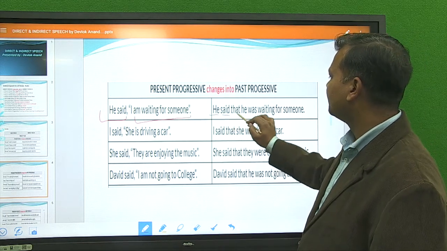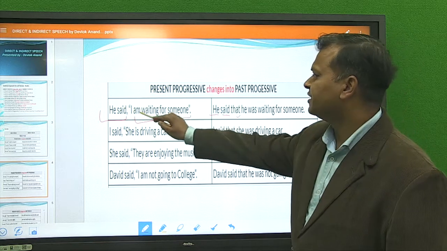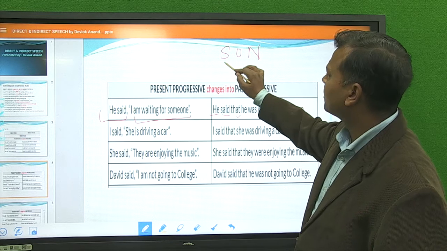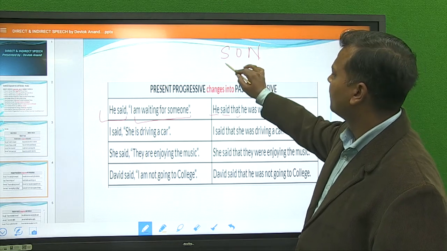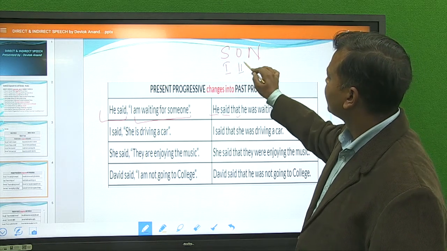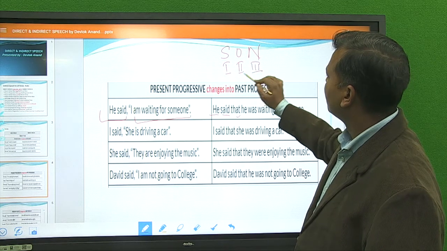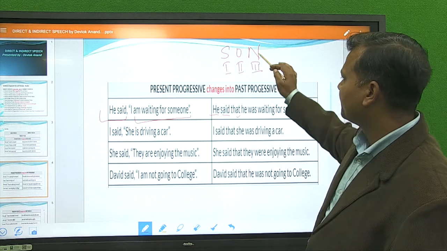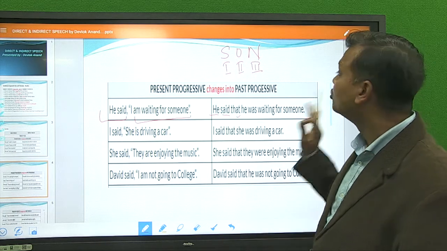He said that, "I" will change into "he." I told you the SON rule. We have the SON rule. S stands for subject, O for object, and N for no change. First person, second person, and third person. First person changes according to subject, second person according to object, and third person has no change.